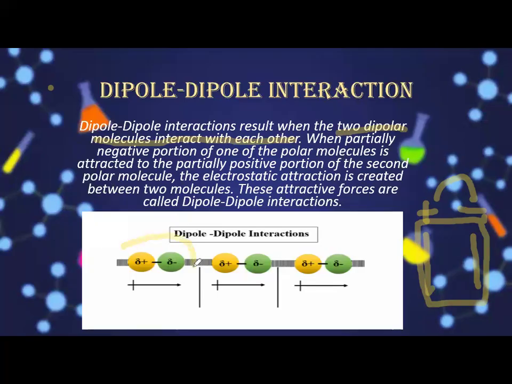Here you can see that there is one molecule, here is a second molecule, and here is a third molecule. You can clearly see that this is negatively charged and this is positively charged. This is negative, this is positive. Always the two different, opposite charges form a force between them to attract each other, and this force is known as electrostatic force. The interaction that occurs due to the electrostatic force between the two different poles of a molecule is known as dipole-dipole interaction.